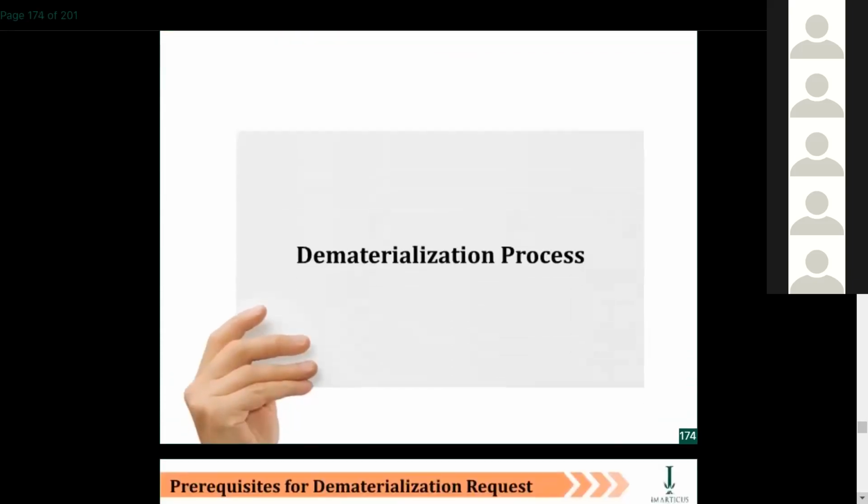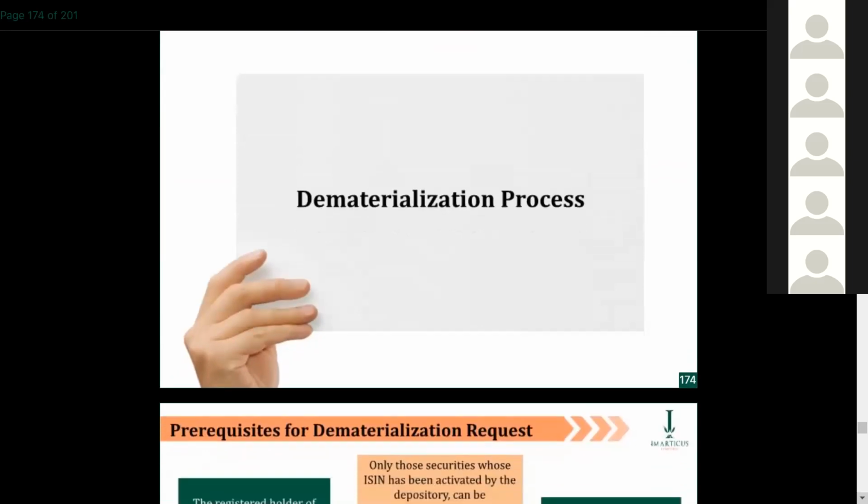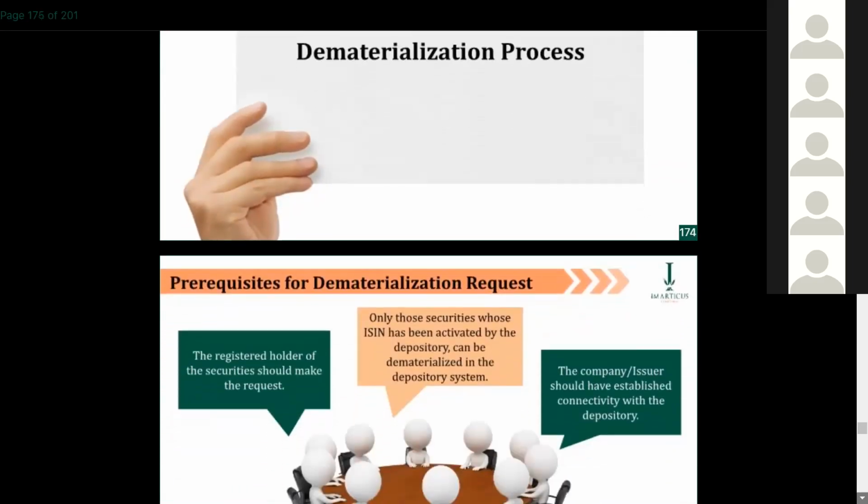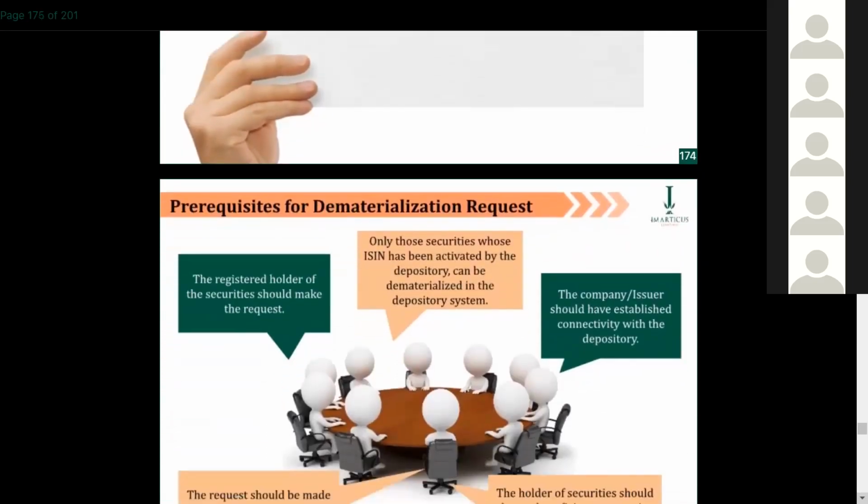So now we have discussed it, but let us see the dematerialization process. Also, yes, having a demat account is required. Also, there should be an ISIN. Otherwise, how will the DP know which securities you want to dematerialize? Okay.